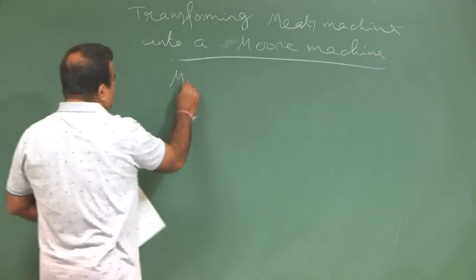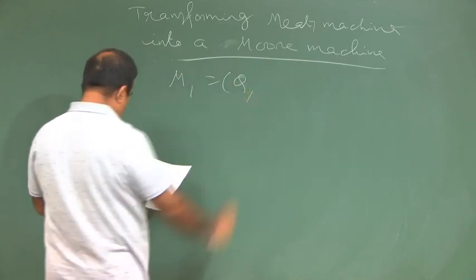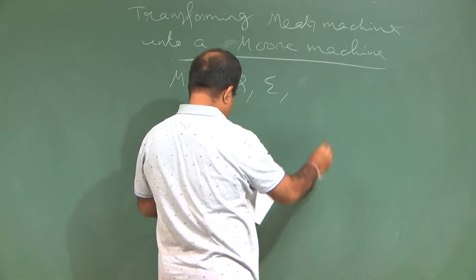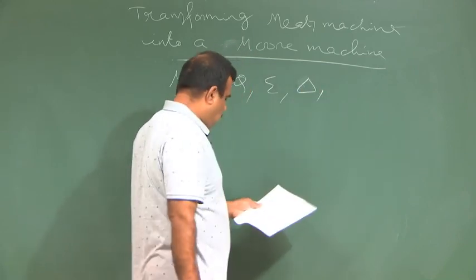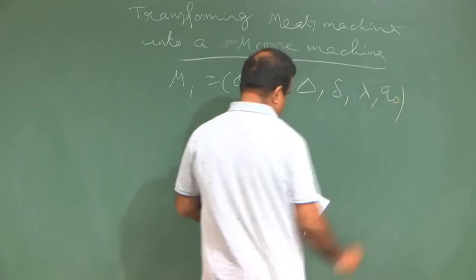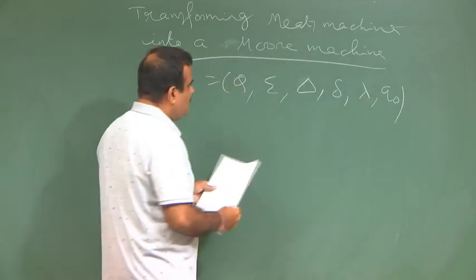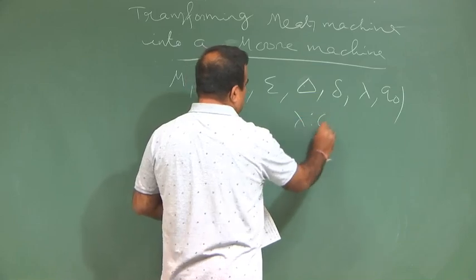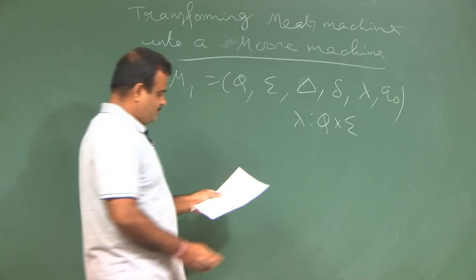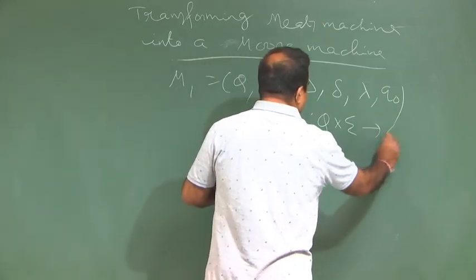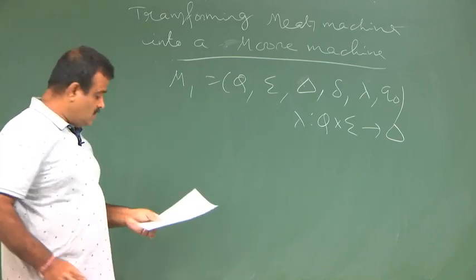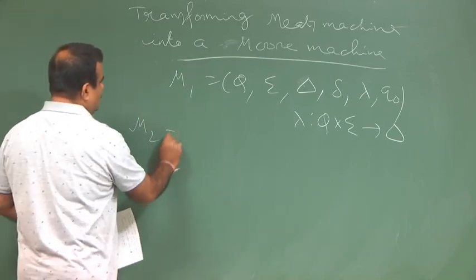So, suppose we are given a Mealy machine with output alphabet, and lambda is a function from Q cross the input alphabet to the output alphabet. Now, to get a Moore machine, I have to construct it like this.